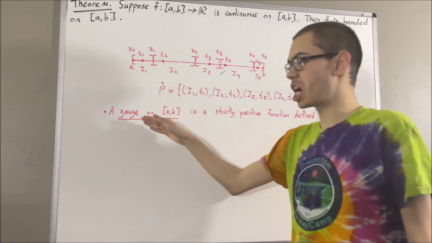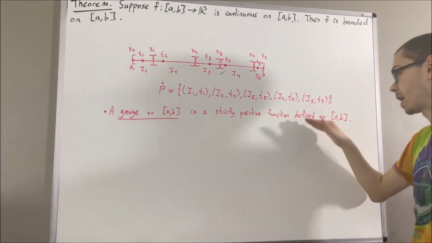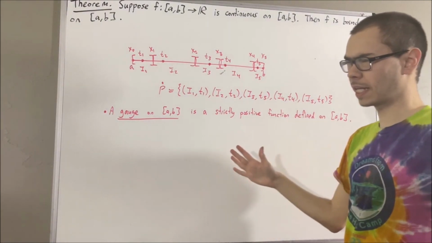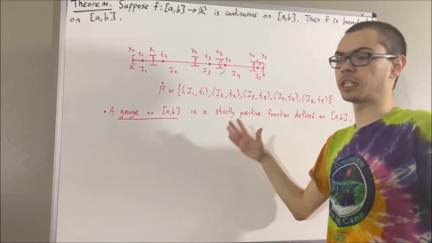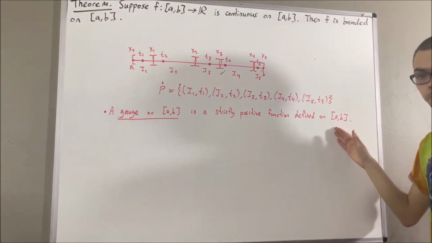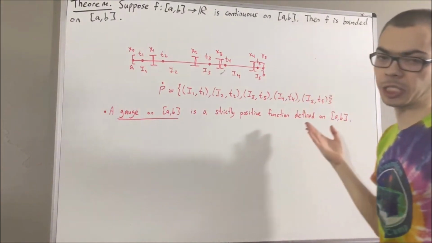Now let's talk about what a gauge is. A gauge on a closed interval [a, b] is a strictly positive function defined on [a, b]. For example, the function given by delta of t equals t squared plus 1 for each element t in [a, b] would be an example of a gauge on [a, b]. Right, so that's what a gauge is.